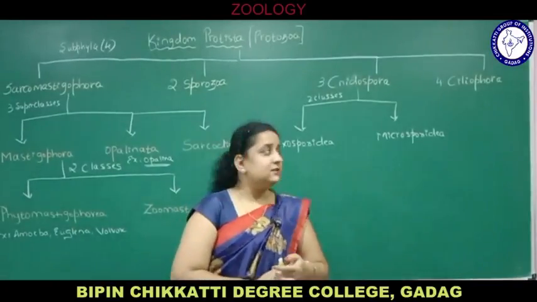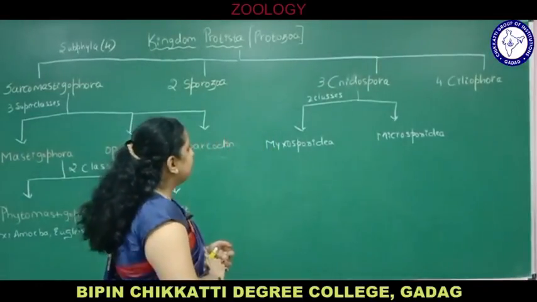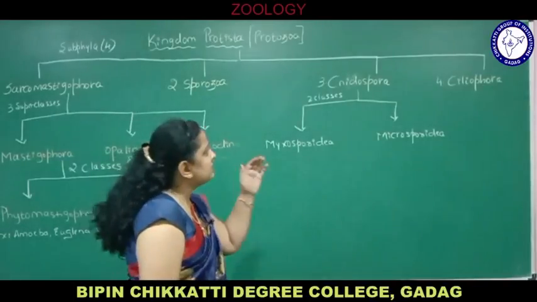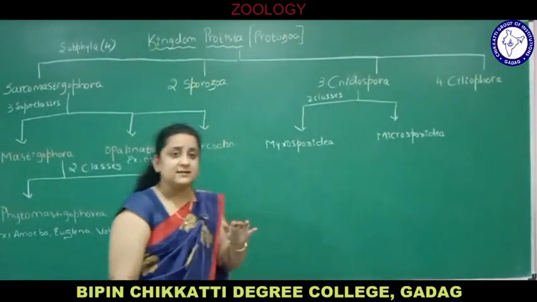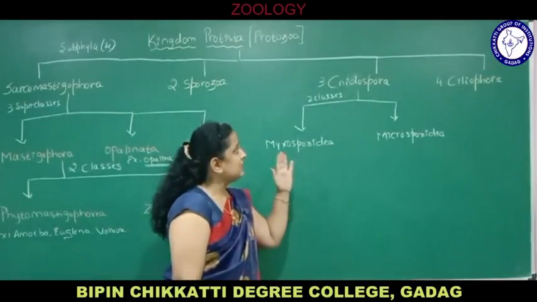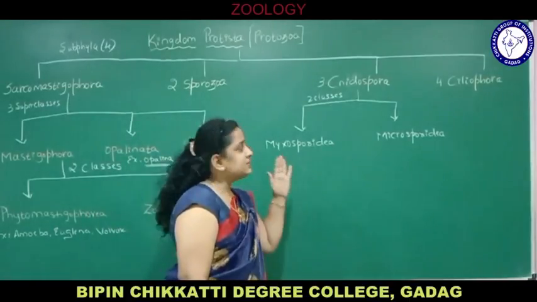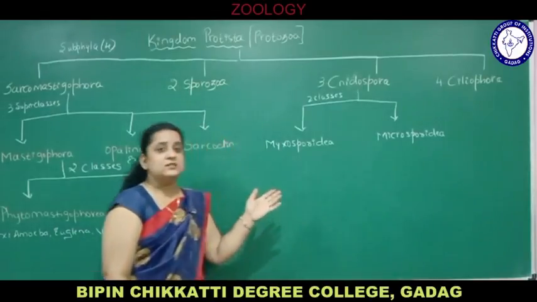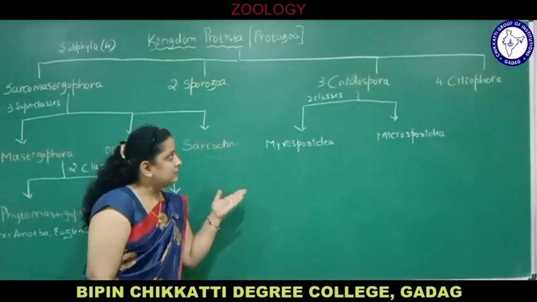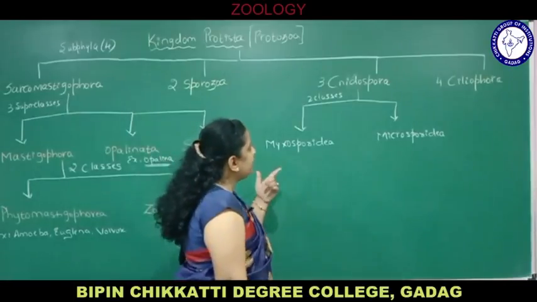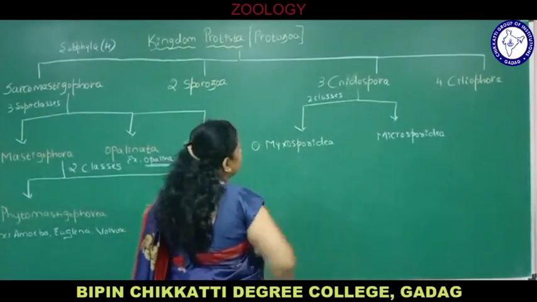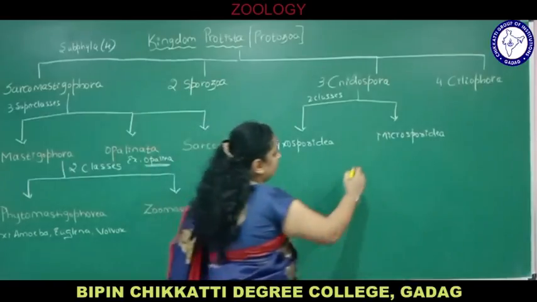Now we see the characters of the third subphylum, that is Nidospora. Nidospora are mainly parasitic. The organisms coming under Nidospora are all parasitic, and spore formation, as the name indicates, Nidospora means spore formation occurs throughout life, and the trophozoite stage is mainly seen in these animals. Next, Nidospora is divided into two classes. One is Myxosporidia and second is Microsporidia.